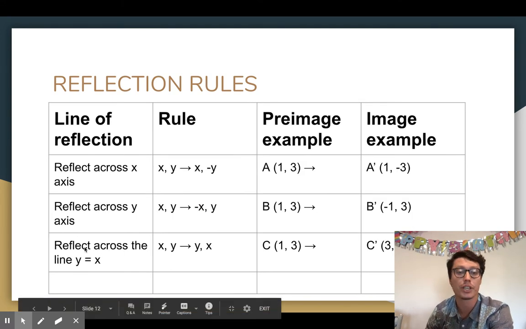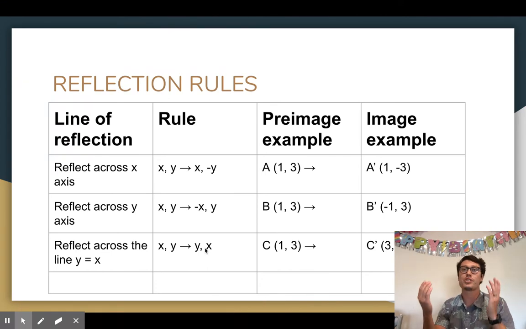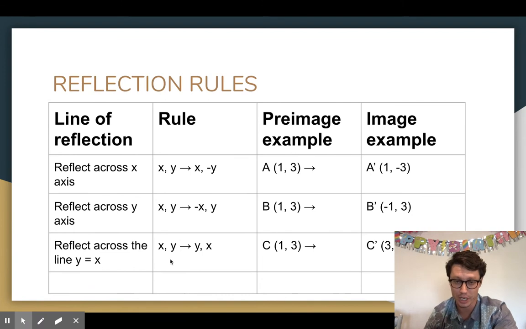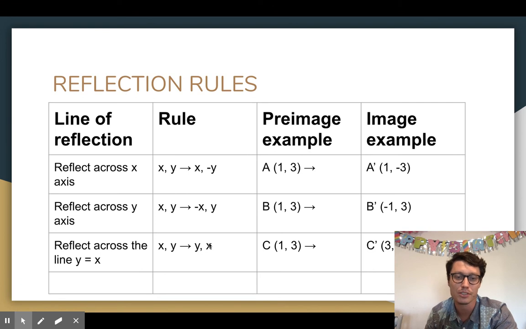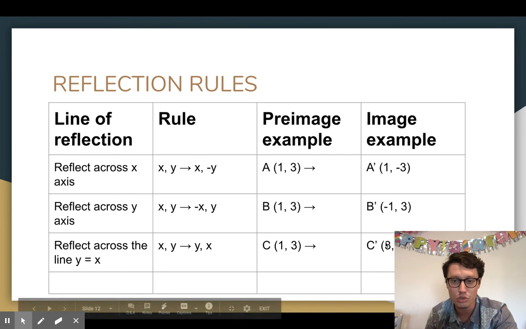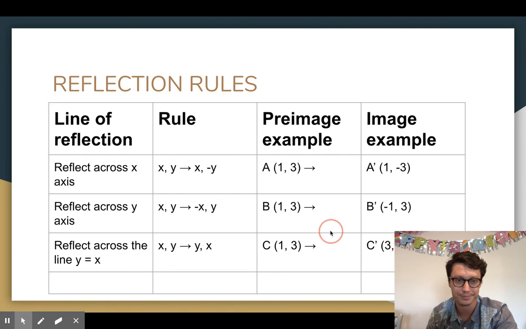Okay, if we reflect across the line y equals x, that diagonal line that we just talked about, (x, y) changes to (y, x). That means the x and the y numbers just switch places. However, when you are graphing them, still know that this says (y, x), but the first number is always going to be your x number. The second number is always going to be your y number. So (1, 3) is going to change to (3, 1). But when you plot this new coordinate, this is still your x number and this is still your y number.